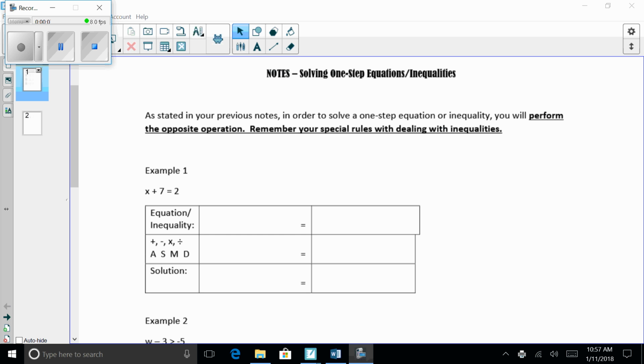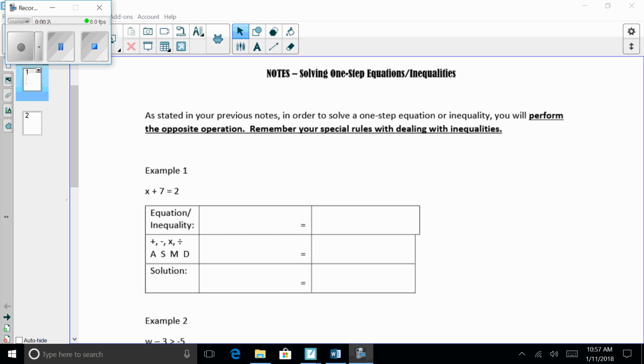Today you're going to be taking notes over solving one-step equations and inequalities. Like we did yesterday when we did models, remember that in order to solve one-step equations and inequalities, you do the opposite operation. And remember, when we're dealing with inequalities, we have that special rule when multiplying or dividing by a negative number that says we have to flip our inequality symbol.